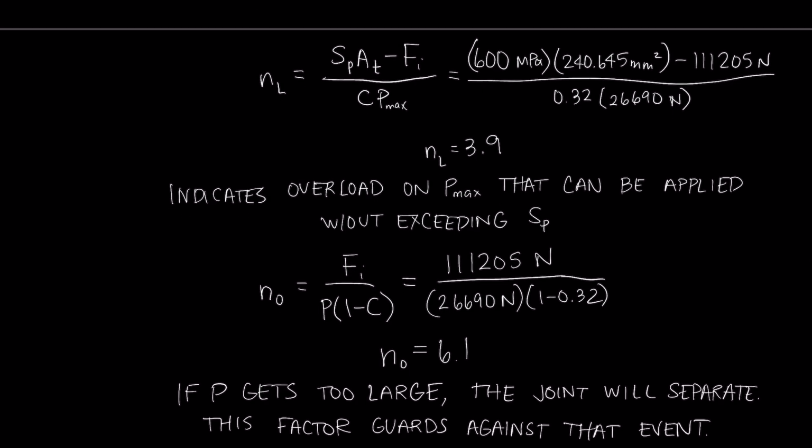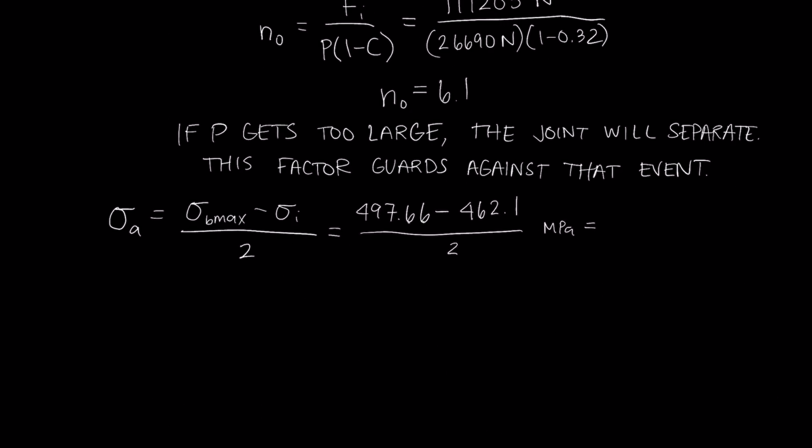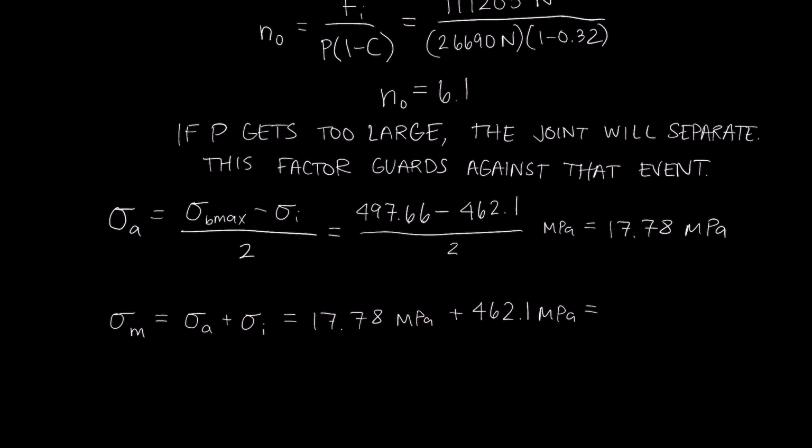All right, now we're ready to calculate our fatigue factor of safety. For fatigue, we are going to need our alternating stress and our mean stress. We already have our preload stress, so we can use that to calculate the mean and alternating. Our alternating stress is just going to be the maximum minus the minimum, which in this case is our preload, divided by 2, and that gives us 17.78 megapascal. And then our mean stress is our alternating stress plus preload.